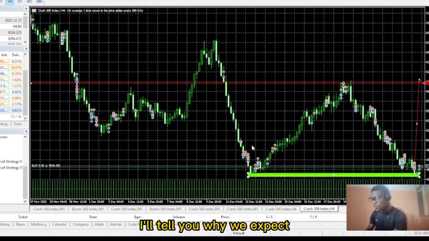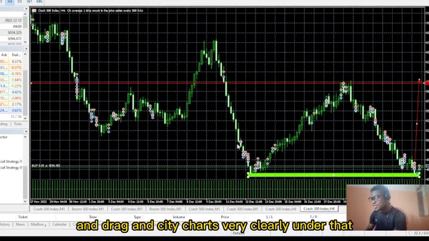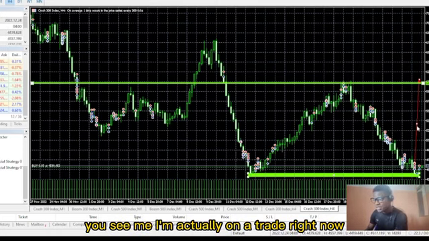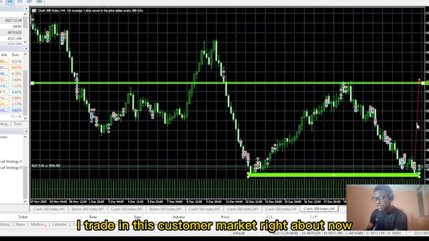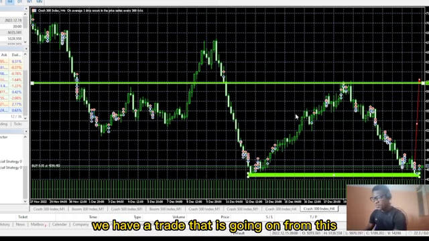So I'll tell you why we expect something like that to happen in this particular market. Let me change the color to green so I can see the charts very clearly. Right, so this is my actual TP. You see, I'm actually on a trade right now in this particular market. So what prompts this entry? We have a trade that is going on.